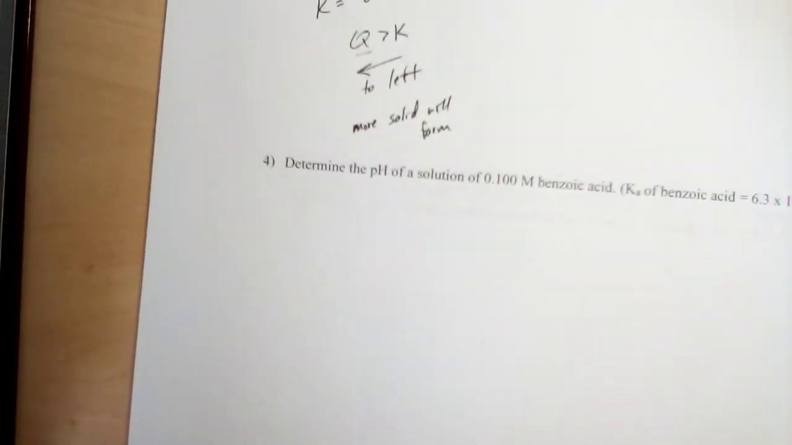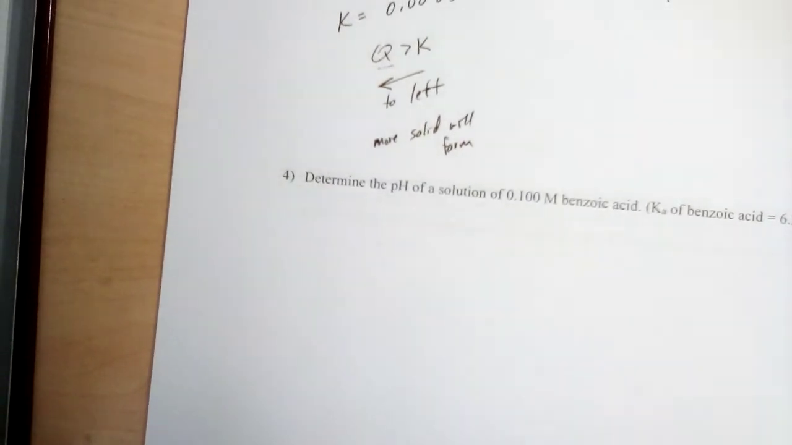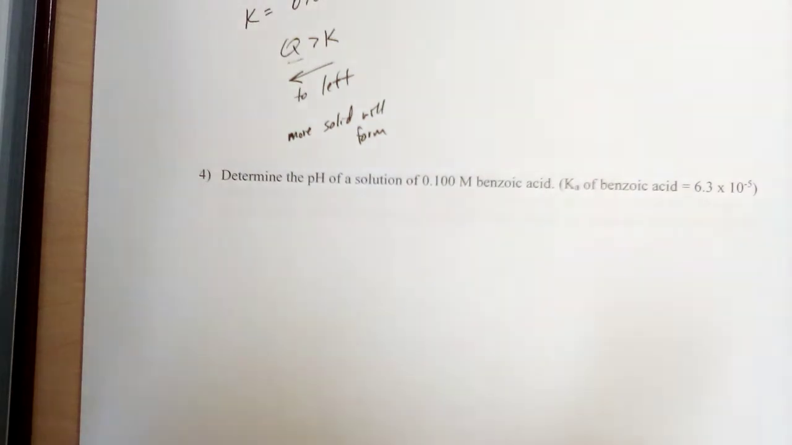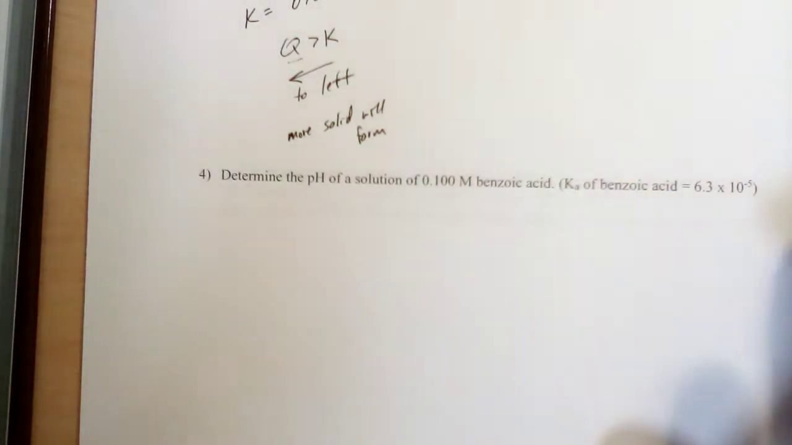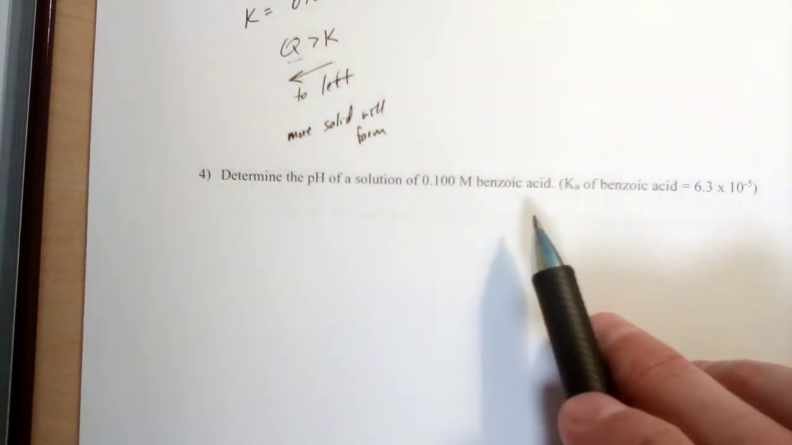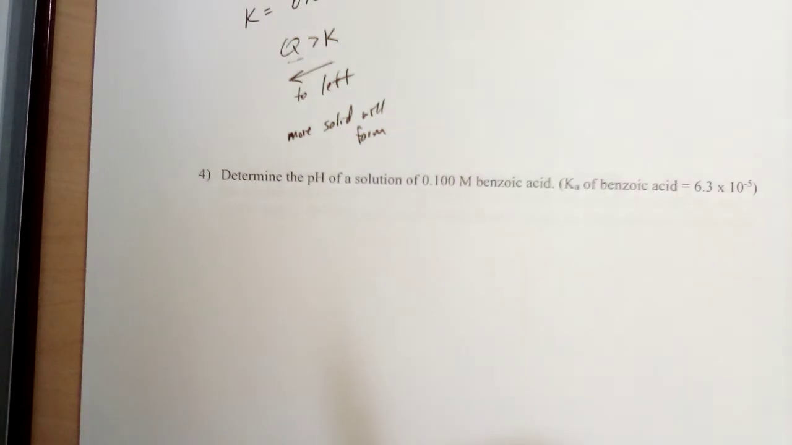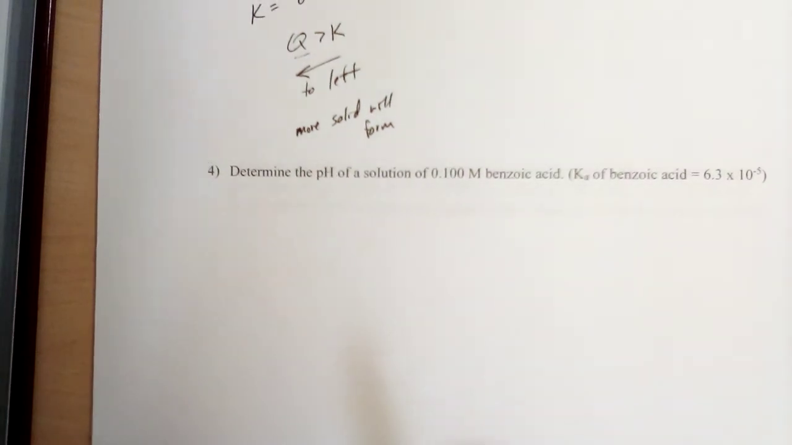All right, moving on to problem number 4. So problem number 4 here, determine the pH of a solution of 0.100 molar benzoic acid, and then we're given the Ka of benzoic acid. So given the name, it should be fairly easy to identify that benzoic acid is a weak acid.